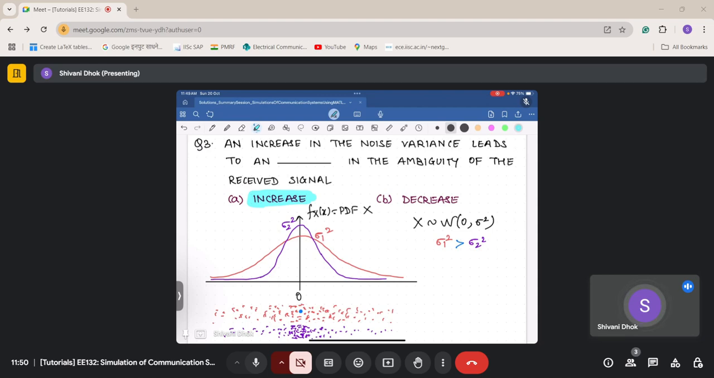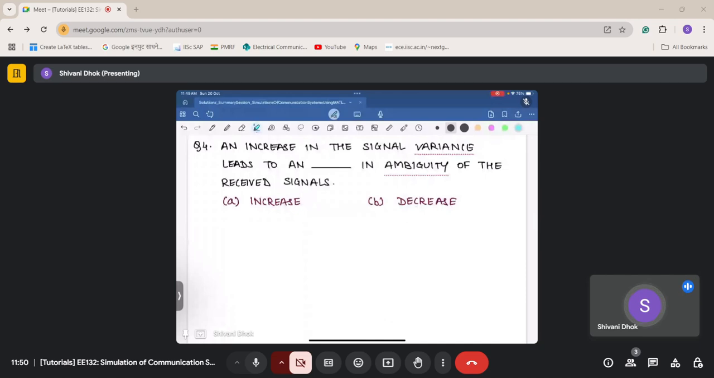Okay, if there are no questions, then I'll move on to the next question. So this question says that an increase in the signal variance leads to a dash in the ambiguity of the received signals. So we saw in the MATLAB code that if we increase the signal variance, signal variance means signal energy, it leads to a reduction in ambiguity. So the ambiguity in this case decreases.